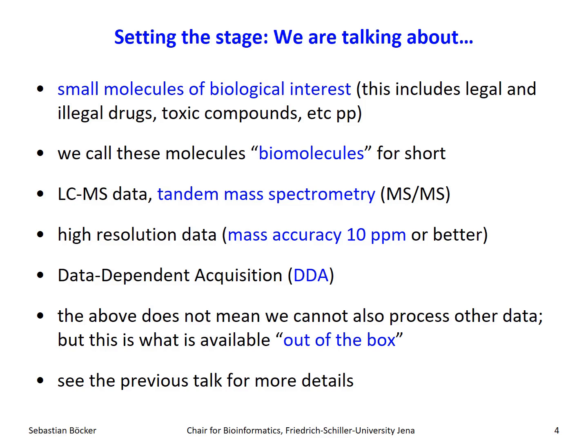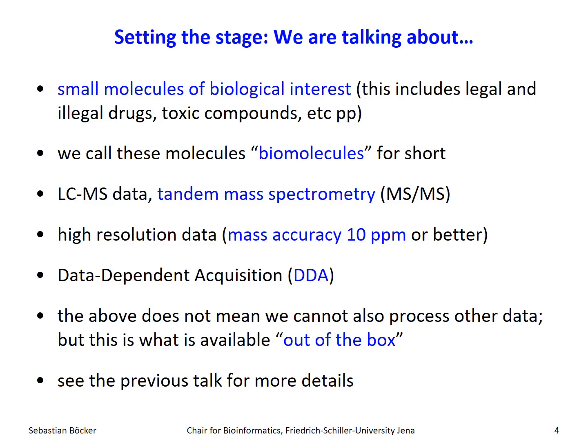Furthermore, we are talking about LC-MS data, so liquid chromatography mass spectrometry. But that's also not that important as long as you somehow have a way to separate your compounds. The interesting part is we are talking about tandem mass spectrometry, abbreviated MS-MS. Again, some people use different abbreviations to differentiate high mass accuracy data from low mass accuracy data. I'm not getting into that. I'm only talking about higher resolution data, or more precisely, high mass accuracy data.